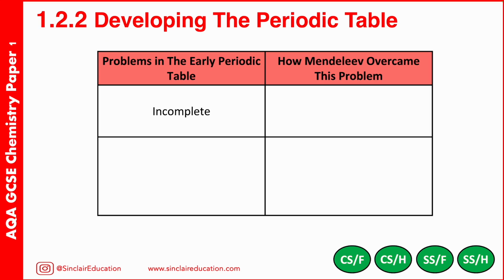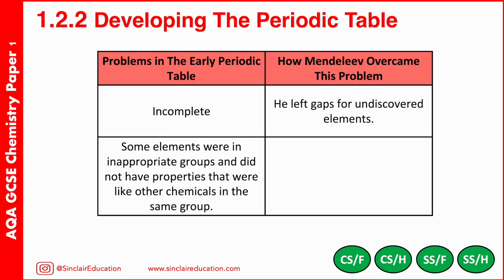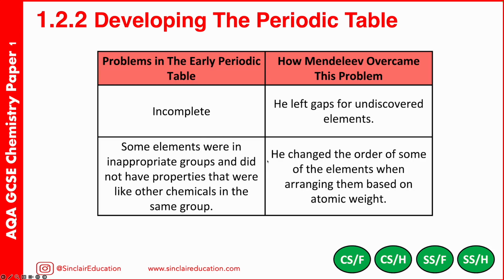In the early periodic table, it was incomplete, and so Mendeleev left gaps. Some elements in the early periodic table were in the wrong groups, and so occasionally he found that he had to change their order based on atomic weight. So he put them in weight order, but then made a couple of swaps to make sure that all the properties fitted. So he also placed these elements in atomic weight, but made a couple of adjustments.